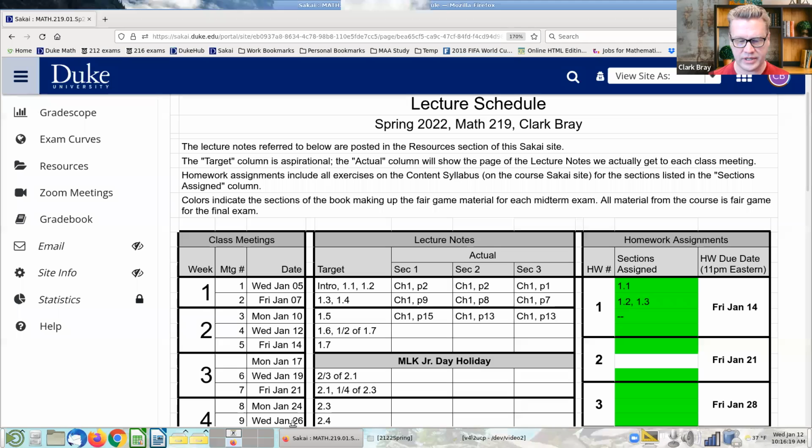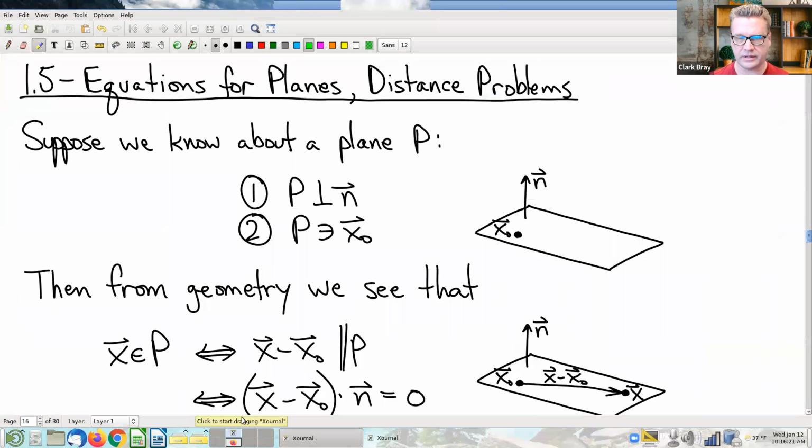So let's see, we're already sharing. Let's go ahead and get into the material. Here's where we were last time. We were talking about section 1.5. We just barely started on 1.5. But here's the question we're going to start with.